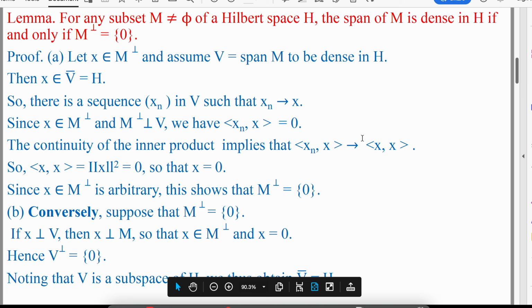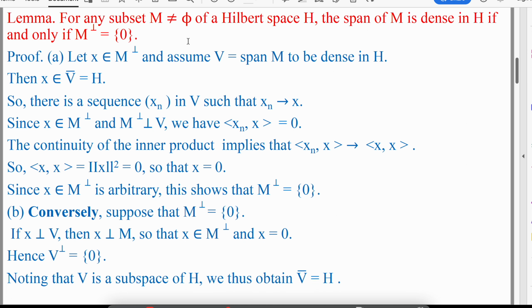One more lemma: for any non-empty subset M of a Hilbert space H, the span of M is dense in H if and only if the orthogonal complement of M is equal to the singleton set 0. Now this lemma has two parts: first, that the span of M is dense in H if the orthogonal complement of M is the singleton set 0. Secondly, if the orthogonal complement of M is the singleton set 0, then the span of M is dense in H.